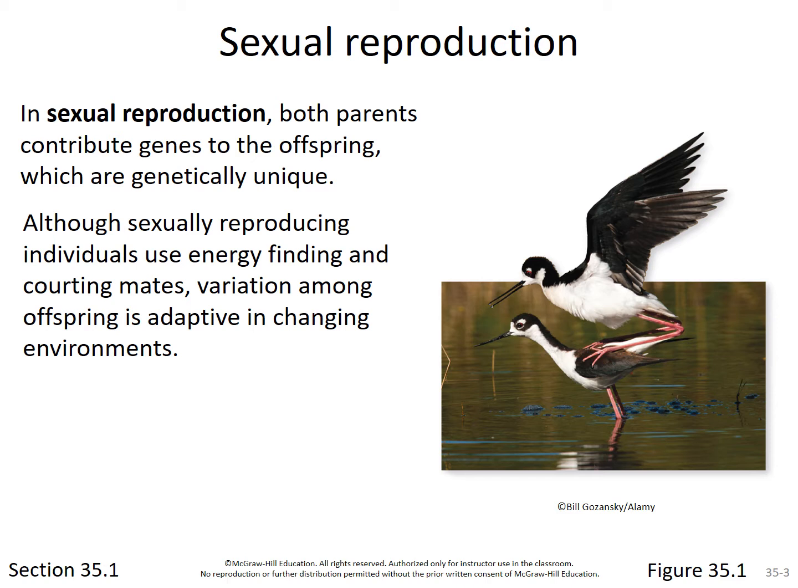So environments are not going to stay the same from century to century, maybe not even from year to year or from decade to decade. And so if the environment changes, whether it's the weather changing or maybe new predators coming in or a new disease coming in, any sort of variation among the offspring is going to help maintain a population of that species. And so this means that the genes of organisms that use sexual reproduction are more likely to be passed on.